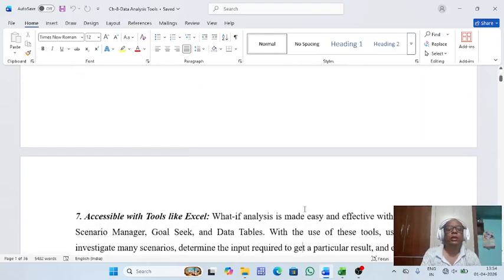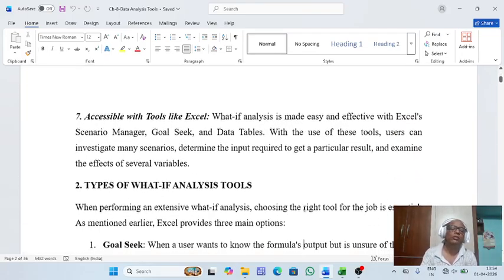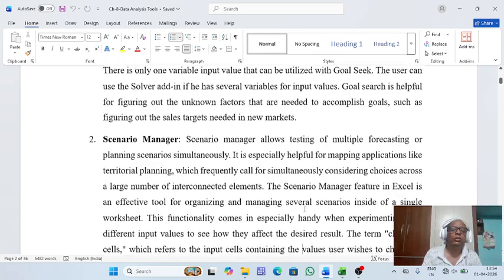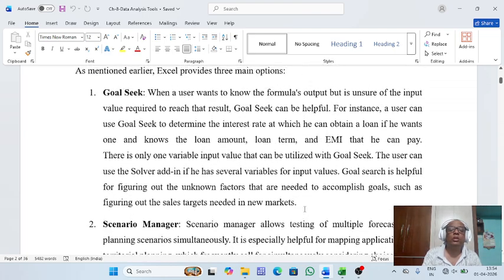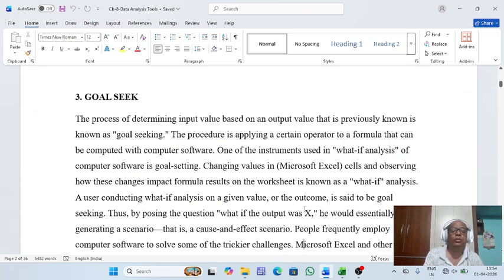There are three types of tools under what-if analysis. One is Goal Seek, the second is Scenario Manager, and the third is Data Table. First we'll go for Goal Seek. Goal Seek is about fixing the goal, the output, and on the basis of the output, predicting what the input should be. That is what the Goal Seek function is.